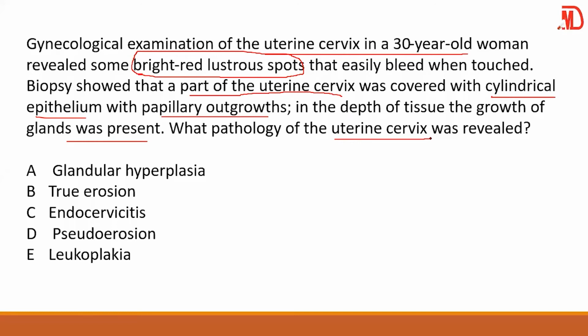Now, true erosions exist not more than 2 weeks, and it passes into the second stage, which is called what? The pseudo erosion. For more than 2 weeks, we are referring to a pseudo erosion. So typically, we are talking about what? Pseudo erosion. All right. So here, your answer should be what?